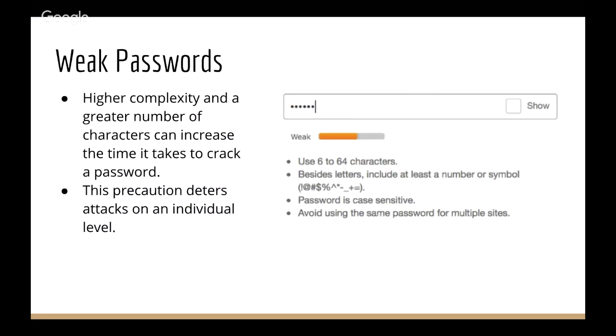This usually ends up being a deterrent for the attacker to use a brute force attack, and maybe even to attack in general. If the passwords are very strong, then obviously there's going to be a point where it's not worth it anymore to try to crack that password and try to gain access to that account. And on an individual level, it makes your account a lot stronger.